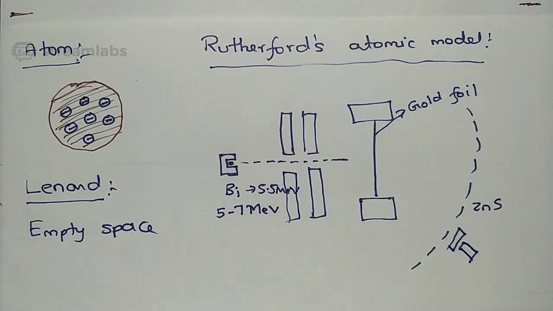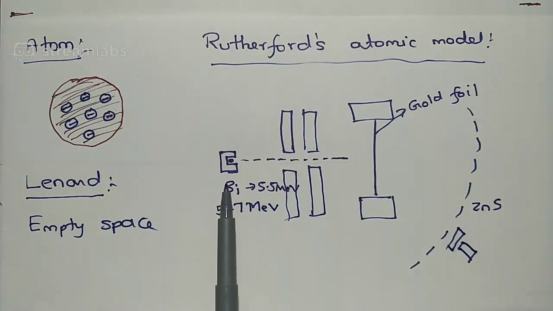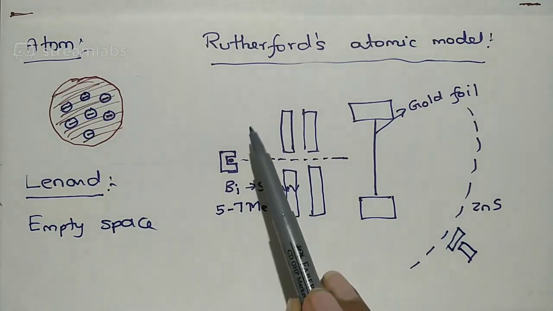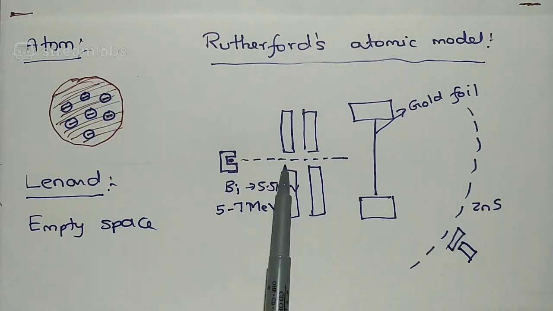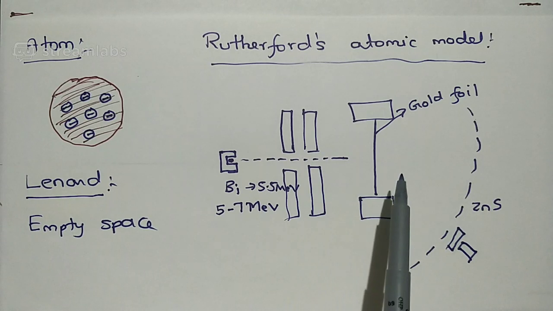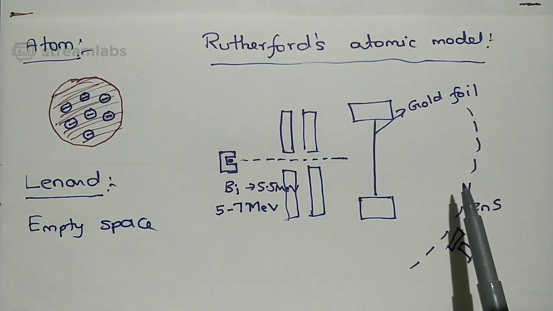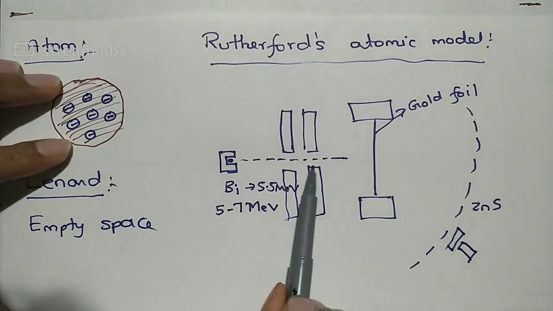So this is the experimental setup by Geiger and Marsden. In this experimental setup, there is a source of alpha particles that emits alpha particles in all directions. They are collimated with the help of a lead block, and then the collimated beam of alpha particles is made to hit a gold foil. They undergo scattering there, and those scattered alpha particles are made to hit a zinc sulfide screen.